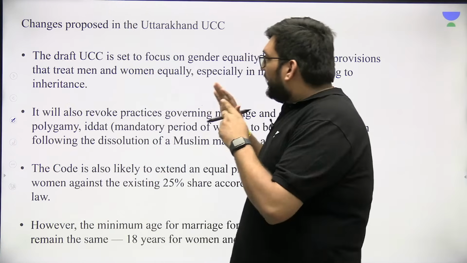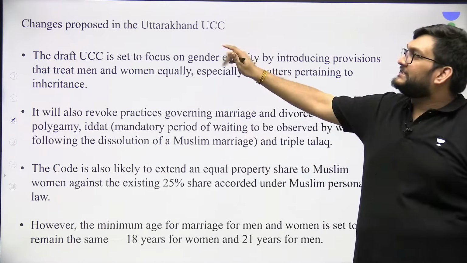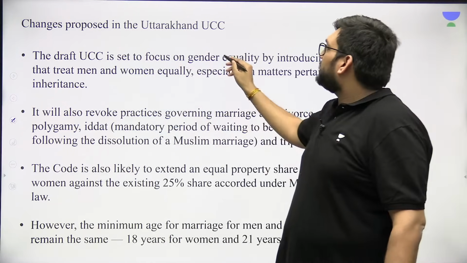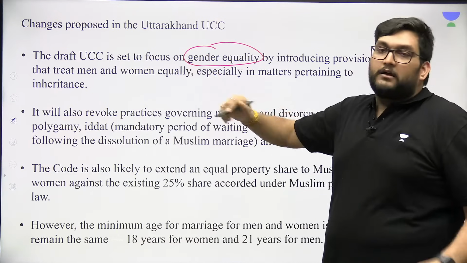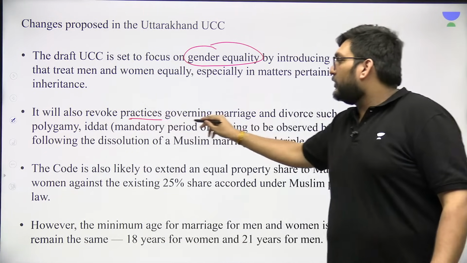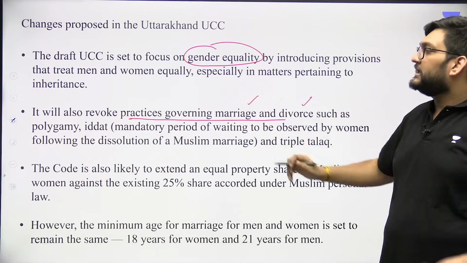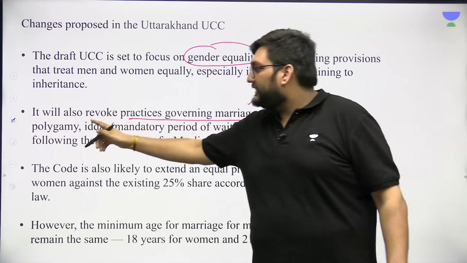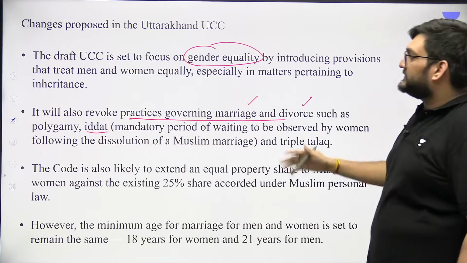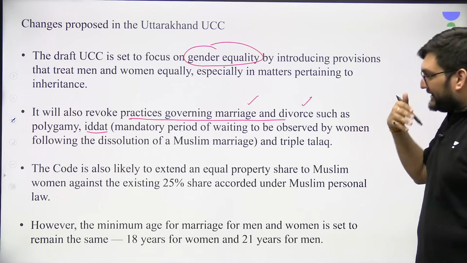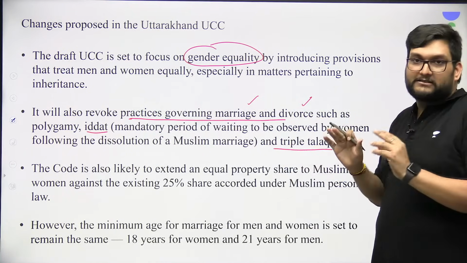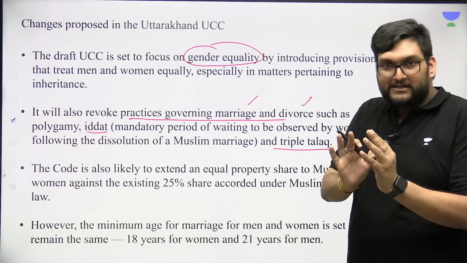Now, with this, what are the changes which Uttarakhand is proposing? Under that, it is talking about gender equality, treating men and women as equal. It is now going to revoke practices of marriage and divorce, in which you have what we call as polygamy. That is one argument of Uttarakhand. Then the concept of iddat, which is mandatory period of waiting, which has to be observed for women after the resolution of marriage, and triple talaq. That is something which they're doing for Uttarakhand specifically.